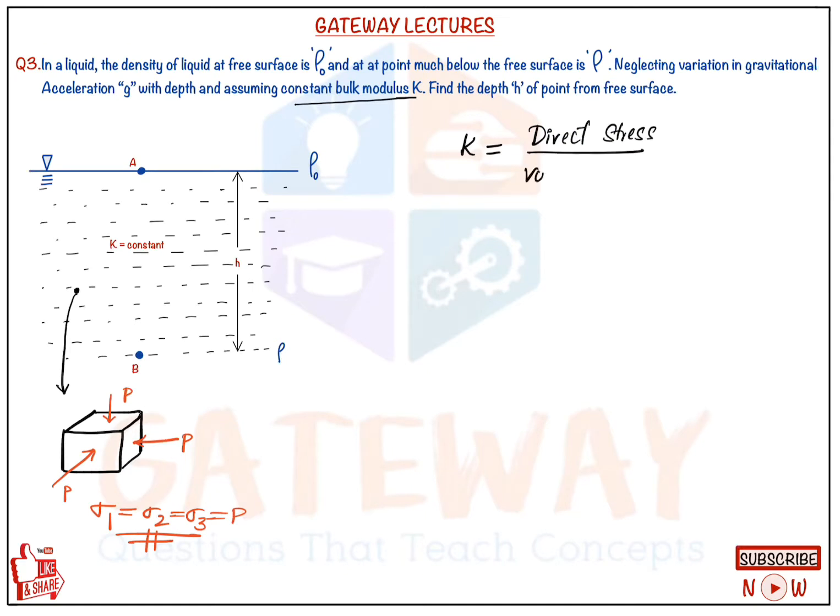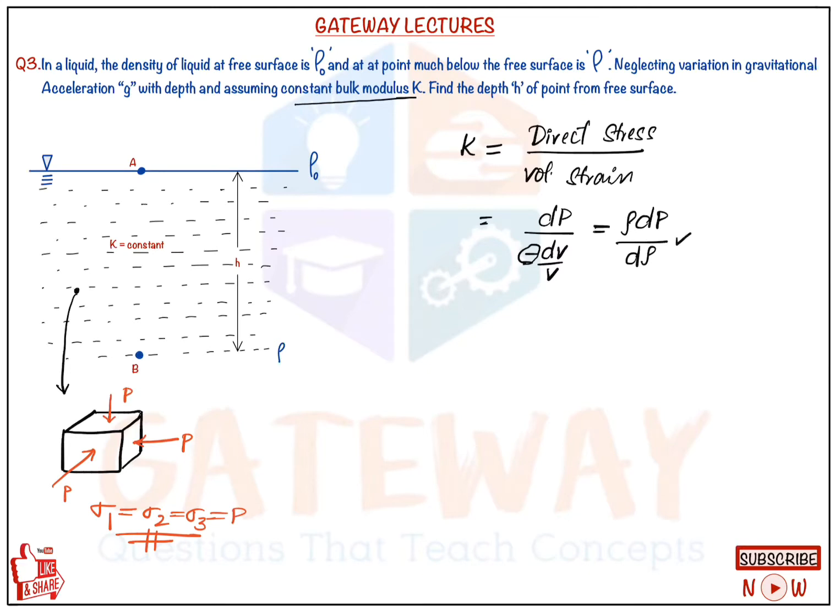The bulk modulus is defined as the change in direct stress upon volumetric strain. The change in direct stress we can write as dP, and the volumetric strain as minus dV upon V. The minus appears because as the pressure increases, the volume decreases. We can also write it in terms of density as rho into dP upon d rho. Keeping the mass constant, density is equal to mass upon volume, and from that condition we can write rho into dP upon d rho. That is all about the bulk modulus.